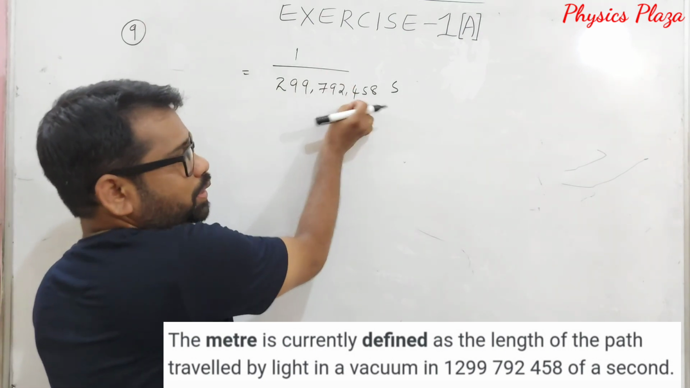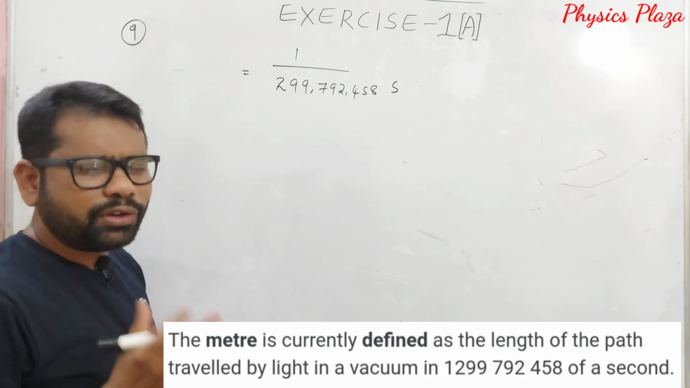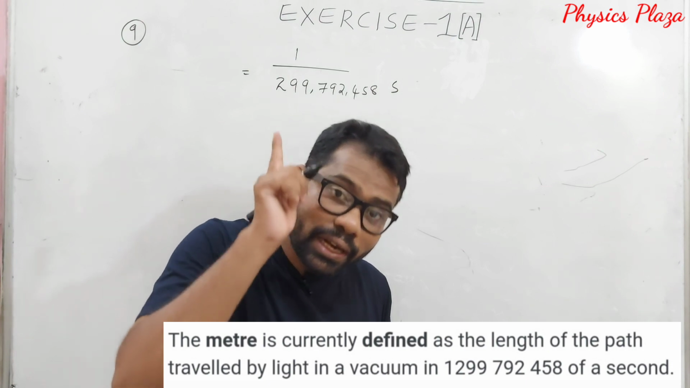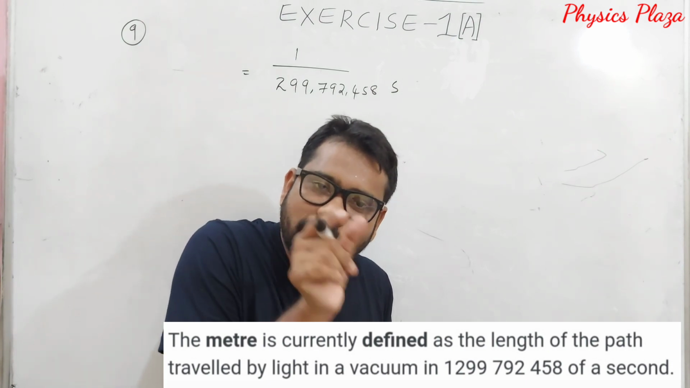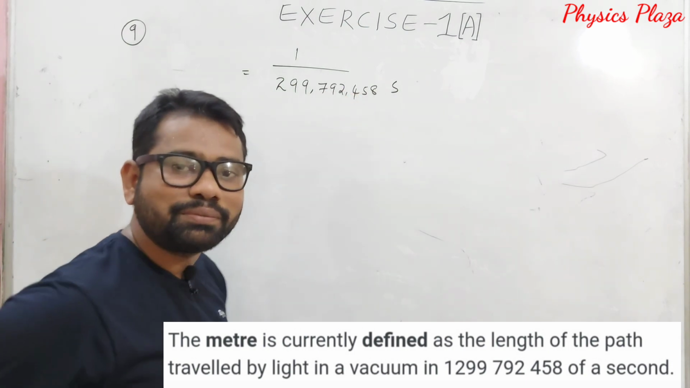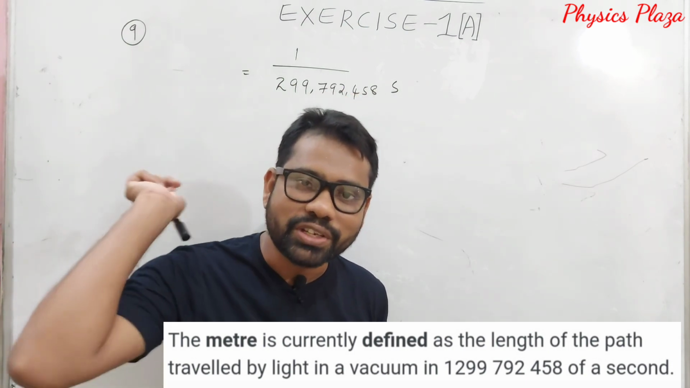So it is negligible, right? We know the distance light can travel in 1 second is 3 lakh kilometers. But the length of the path traveled by light in this much time is equivalent to 1 meter.